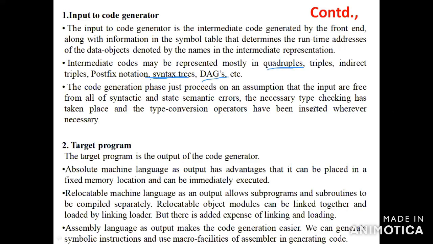Quadruple means that based on the three address code, you create four values: operator, argument 1, argument 2, result. Triple means only three things: operator, argument 1, argument 2, no result. Indirect triple means that based on the triple values, you convert into other statements, writing the indirect statements for the given three address statements.